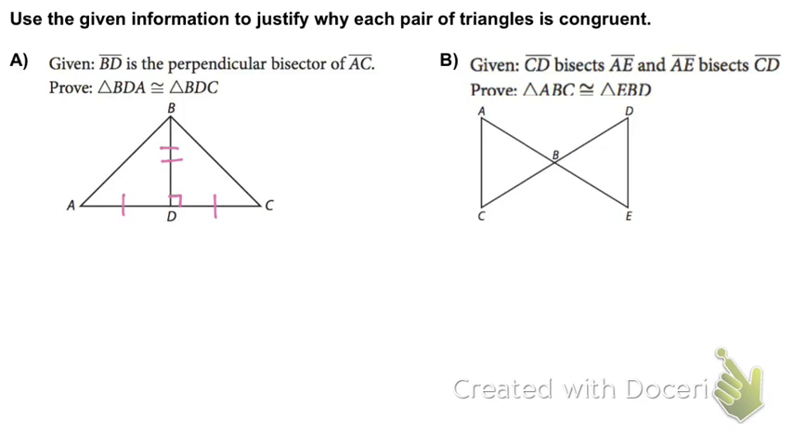So wait, do we have enough information now? Yes. Okay, wait, what information do we have? SAS. We have two sets of corresponding congruent sides, and we have their included angles. Are both right angles? If they're both right angles, are they congruent? Yeah. So using information to justify, triangle BDA, it already gives us a congruent statement, so we can just use that one. It's congruent to triangle BDC by SAS, side angle side.